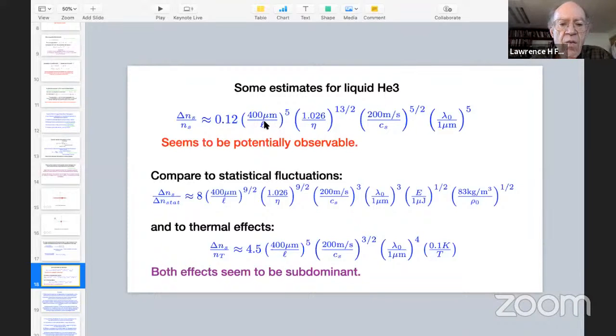So imagine you had a wave packet whose length in space is about 400 micrometers. This is the index of refraction of liquid helium-3. This is the speed of sound of liquid helium-3. And we'll just take a mean wavelength in our wave packet of about a micron. So it's small compared to the size of the wave packet, but it's not too short.